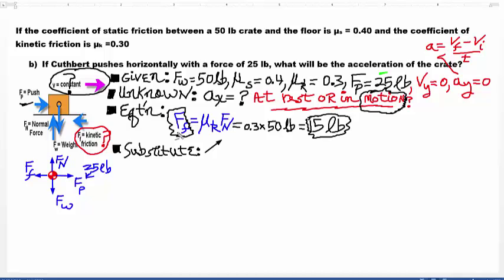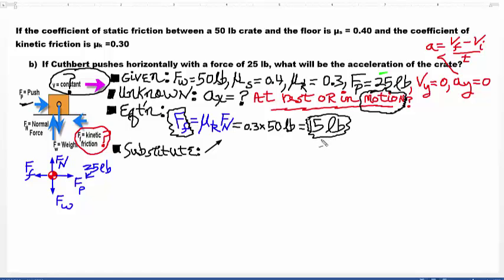We write down the formula for the frictional force for kinetic friction. F sub F is mu sub k, the coefficient of kinetic friction, times the normal force. We substitute mu sub k from the givens, 0.3, no units, times the normal force. We know that that is 50 pounds, or the weight. We get that the frictional force is 15 pounds.